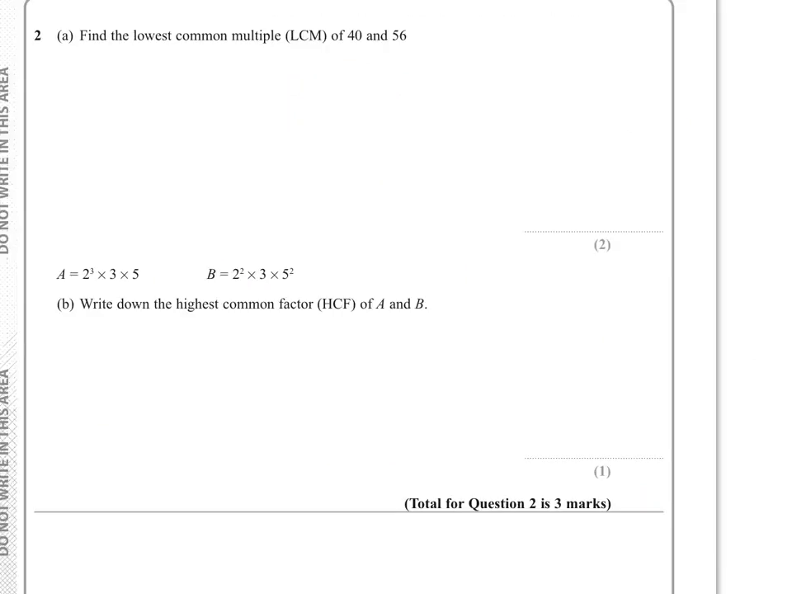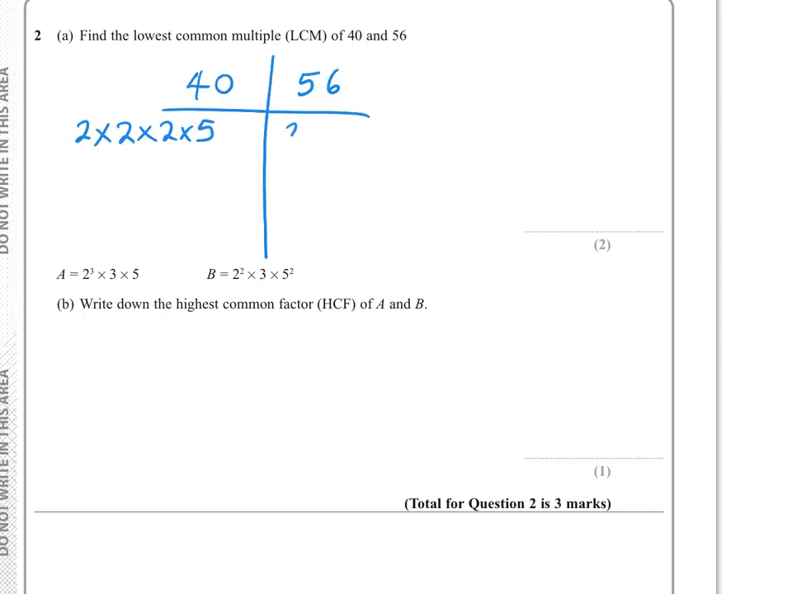Question 2. We have to find the lowest common multiple of 40 and 56. Well, the way I do this, I just write 2 columns here. I do the prime factor decomposition of 40, so all prime numbers here under multiplication. So that's 2 times 20, which is 2 times 10, which is 2 times 5. 56 is 2 times 28, and 28 is 2 times 14, and 14 is 2 times 7. And then what I do is I compare them, see how many common factors they have.